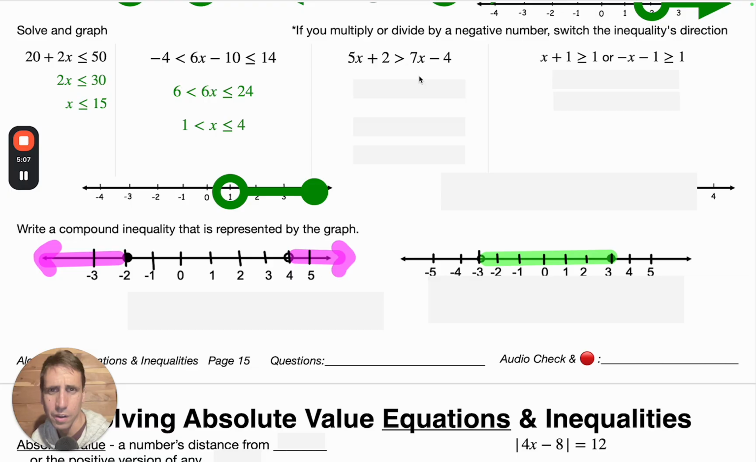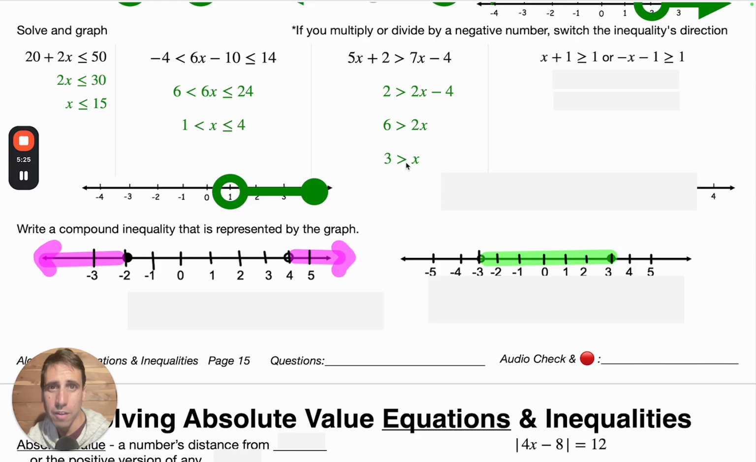Let's do it again up here. I see variables on both sides, so first thing I'm going to do is subtract 5x from both sides. And I get cancellation here, and 7x minus 5x is 2x. Undo the subtract by 4, undo the multiply by 2, and we get that.